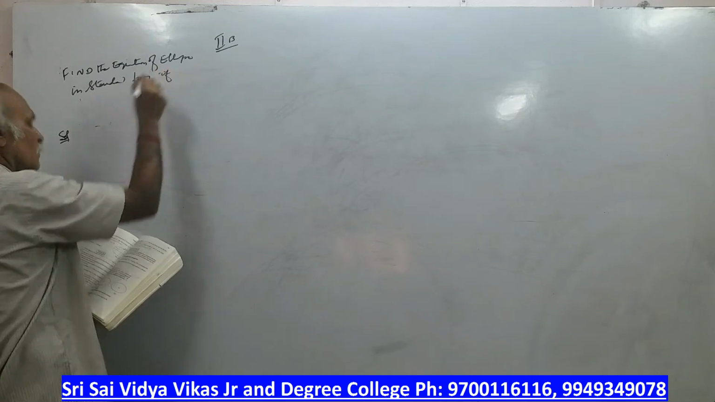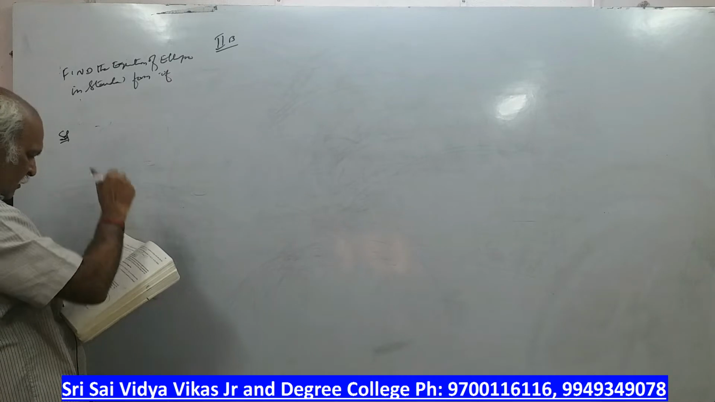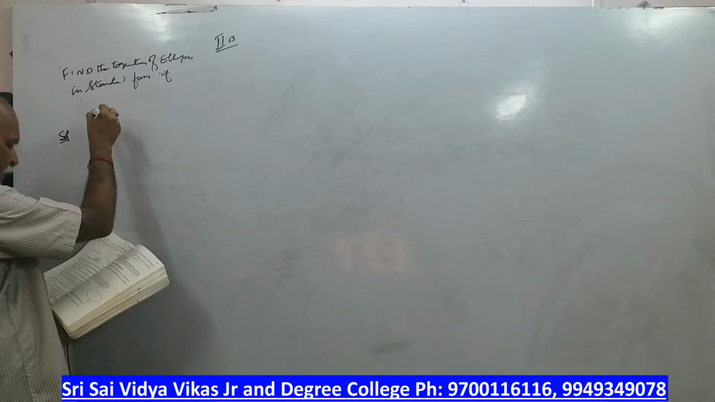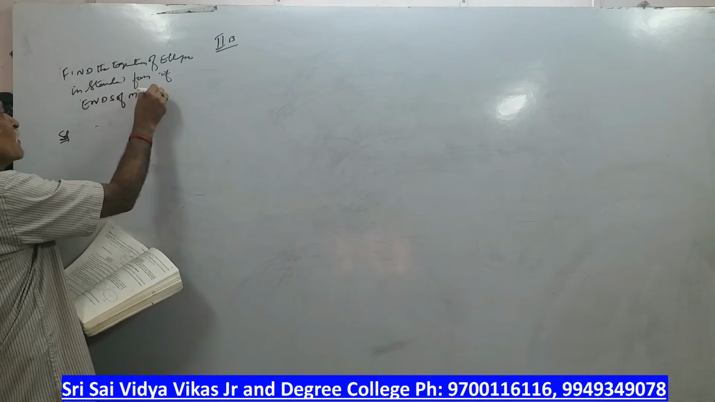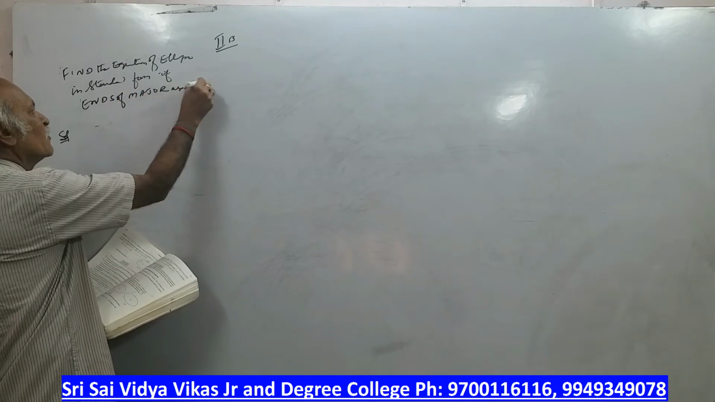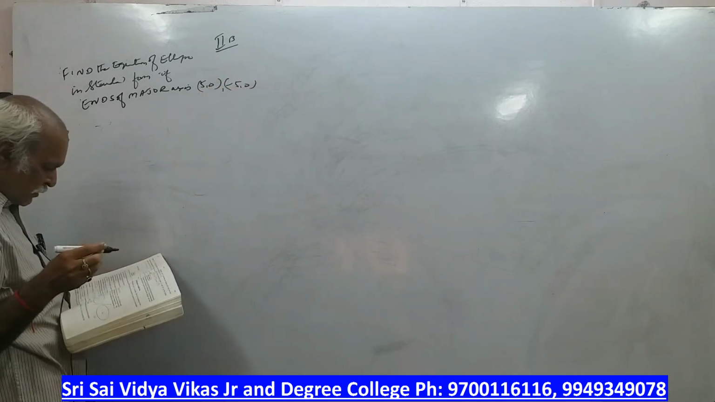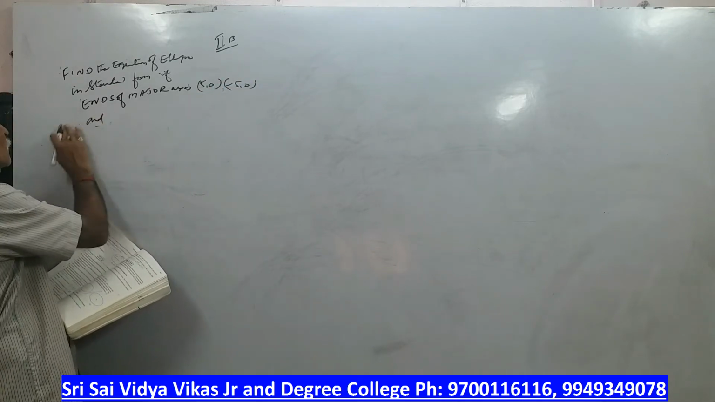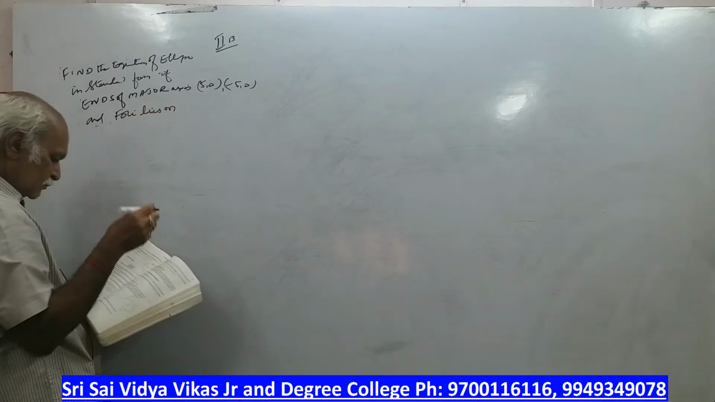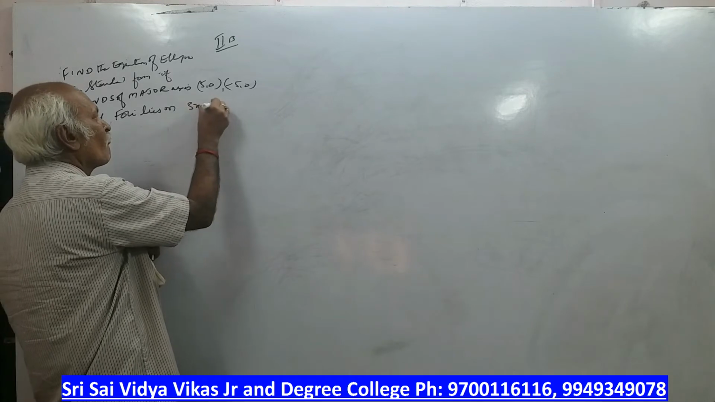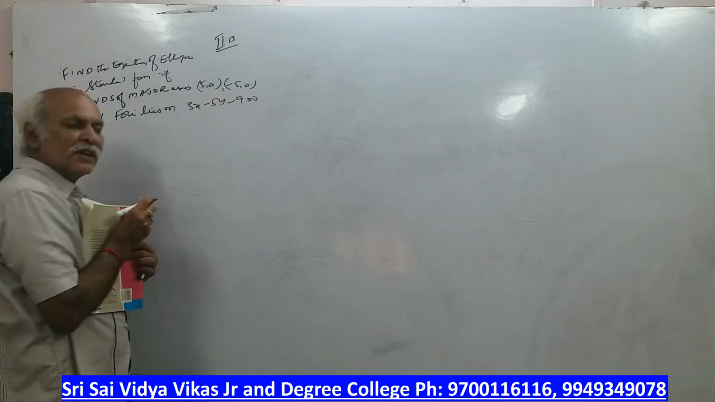If the ends of the major axis are (5, 0) and (-5, 0), and the foci lie on the line 3x - 5y - 9 = 0.